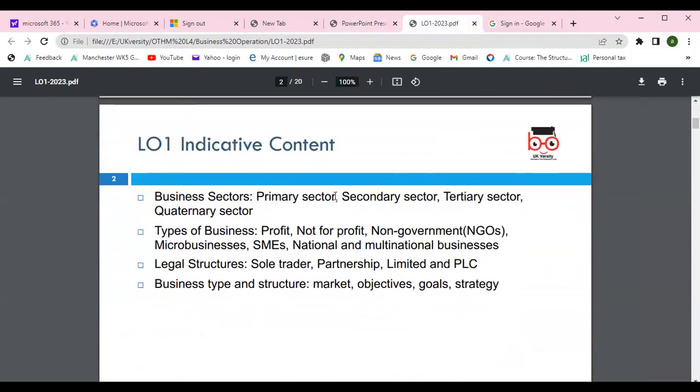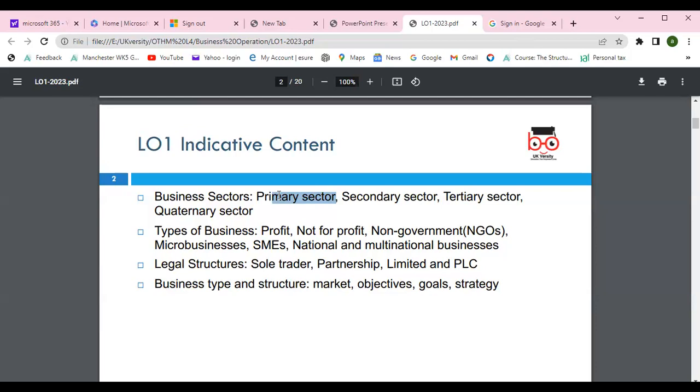Primary sector means the sector which produces the raw material, such as some companies that are doing mining. So we have a lot of companies exploring the raw material from the natural resources, such as coal, oil, and various others, like BP, British Petroleum, Shell, and various others that can be part of the primary sector.